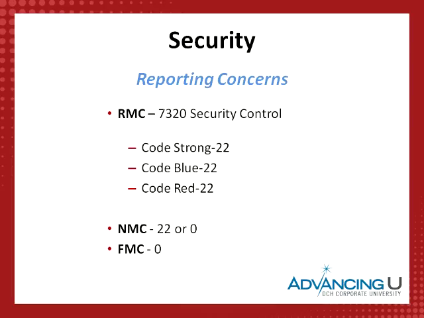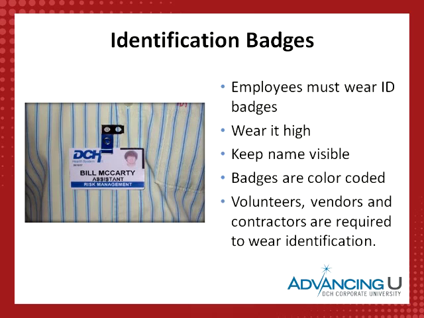Code strong is when security is needed. Code blue is when there is a medical emergency and a crash cart is needed. Code red is for fire. Employees and non-employees must wear an identification badge. It needs to be worn where the name is visible, and it needs to be worn around the chest area. Badges are color-coded to indicate the area in which you are working.